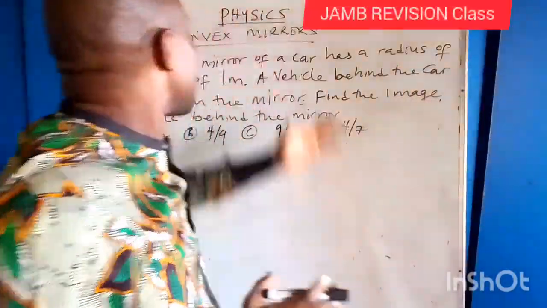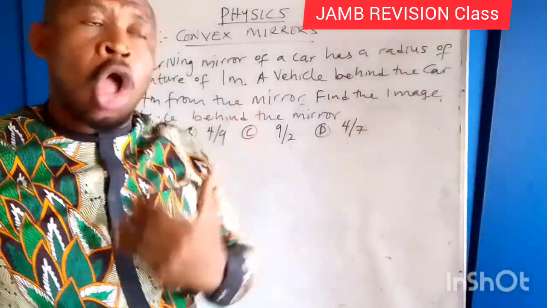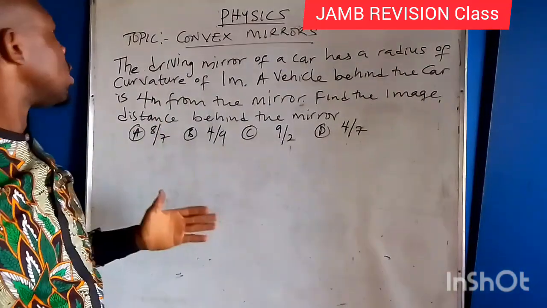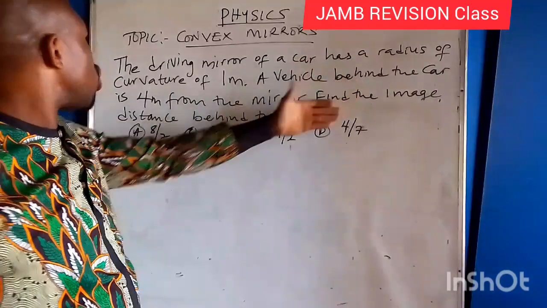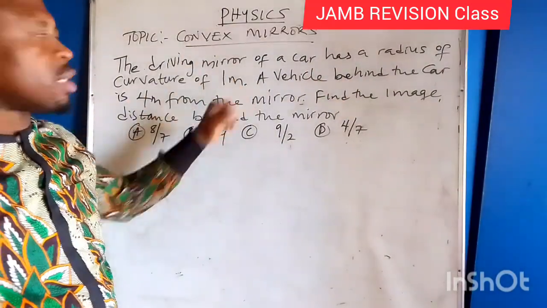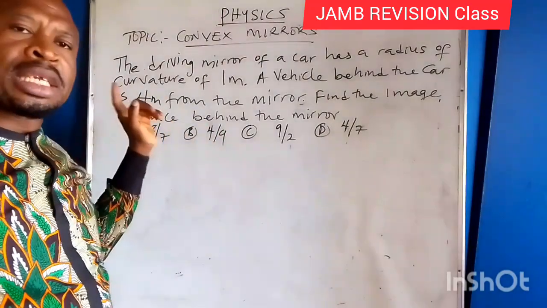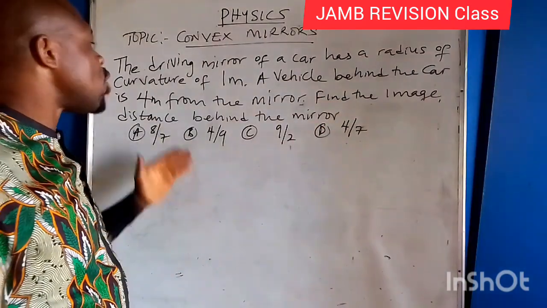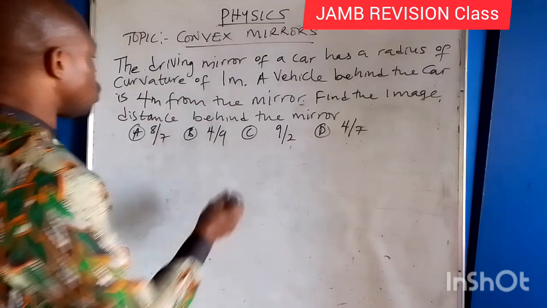Okay, we have this JAMB question before us under convex mirror. Now the question says, the driving mirror of a car has a radius of curvature of 1 meter. A vehicle behind the car is 4 meters from the mirror. Find the image distance behind the mirror. Our solution.